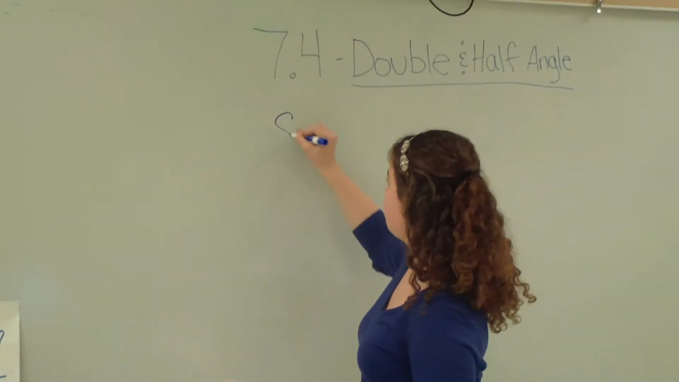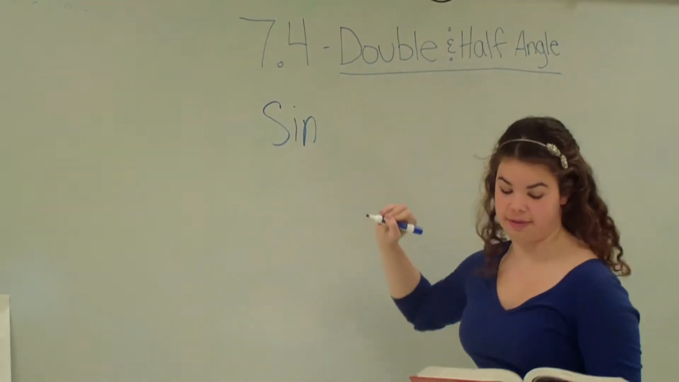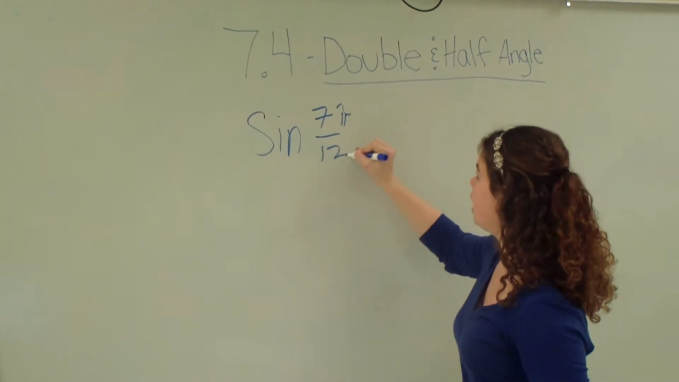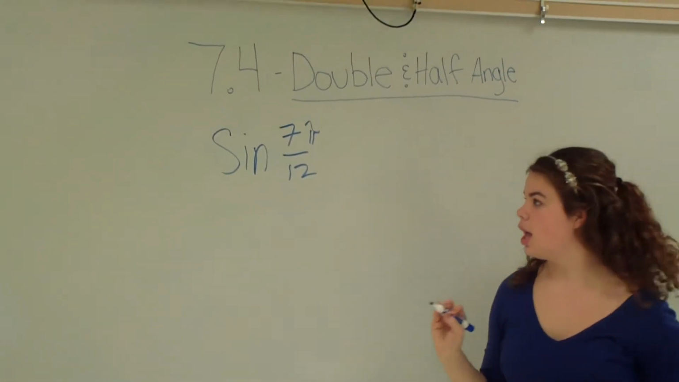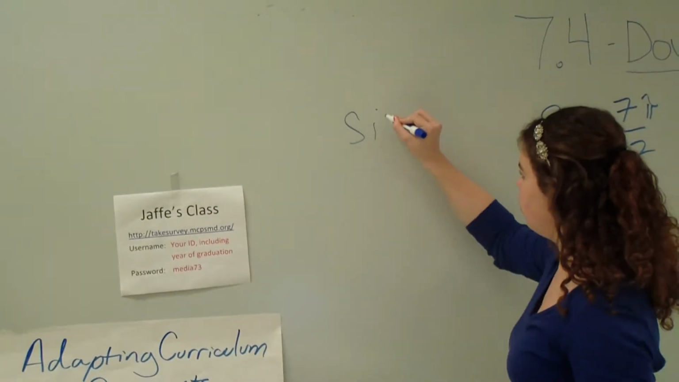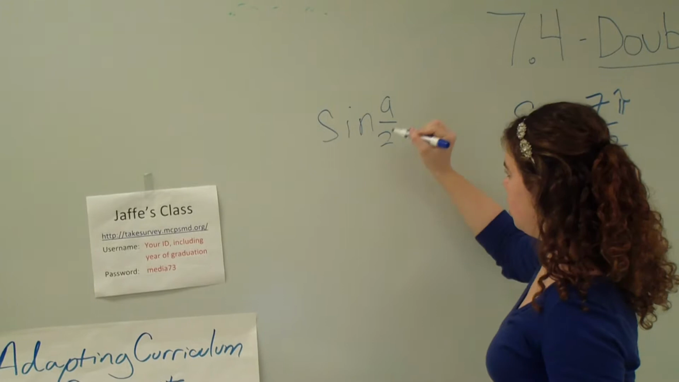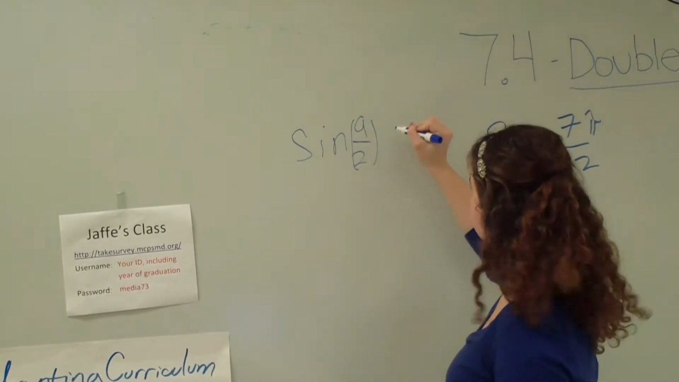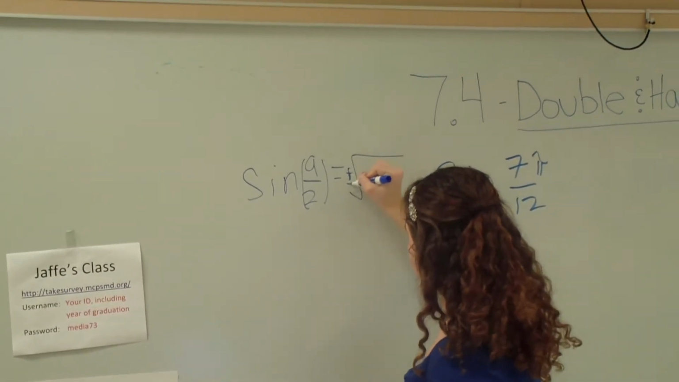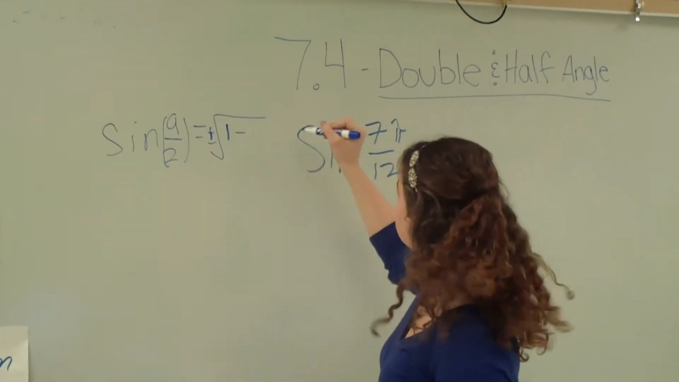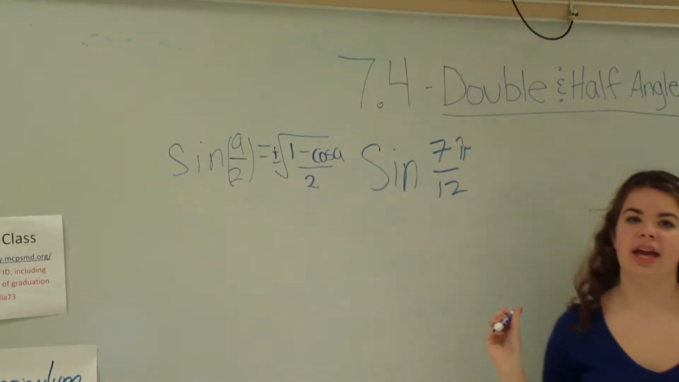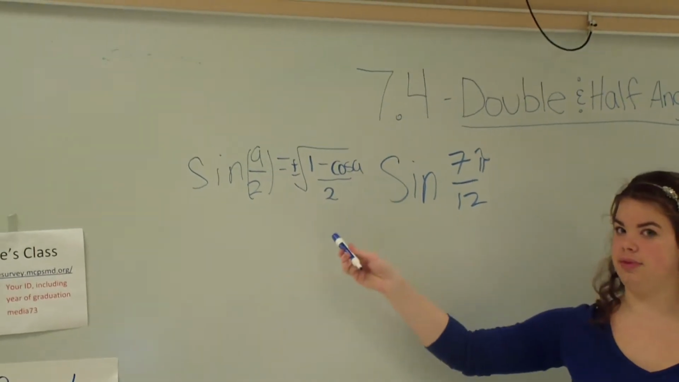So our problem is we have to find the exact value of sine of 7 pi over 12 using a half angle formula. The half angle formula for sine is sine of A over 2 equals the square root of plus or minus 1 minus cosine A over 2. It looks complicated, but it's really simple. You just got to break down the different parts.